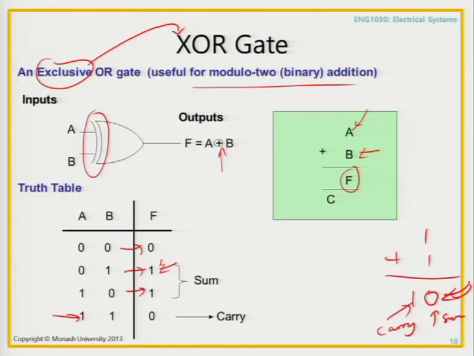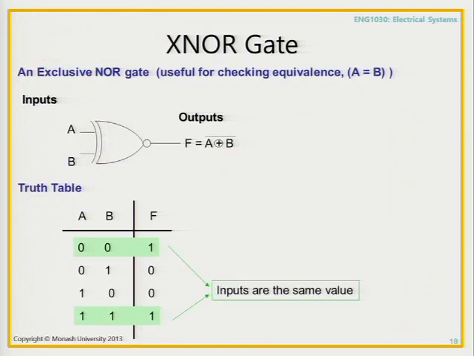So that's where you could use an exclusive OR gate. Finally, another one that we're showing is an exclusive NOR gate. So this is an XOR gate with an inverter over it. We don't use this one very much. This is more just included for the sake of completeness.